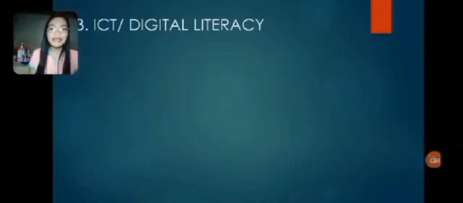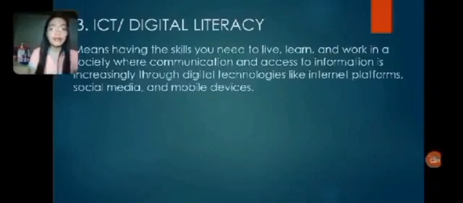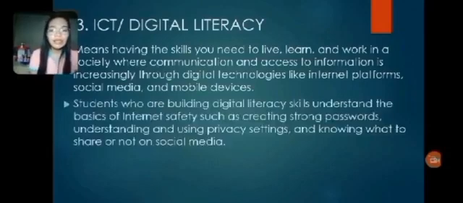And the third is ICT or digital literacy. When we say ICT or digital literacy, it means having the skills you need to live, learn, and work in a society where communication and access to information is increasingly through digital technologies like internet platforms, social media, and mobile devices. Students who are building digital literacy skills understand the basics of internet safety, such as creating strong passwords, understanding and using privacy settings, and knowing what to share or not on social media.